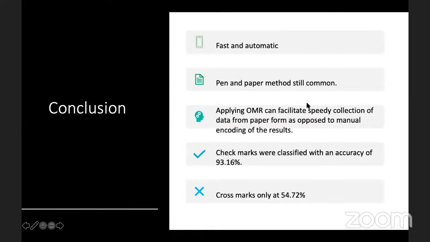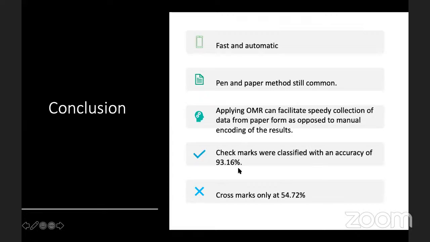So in conclusion, when you have your digital checklist, it's fast and automatic. However, the limitation is that there might not be enough devices to distribute. The way to augment that is again to do the pen and paper method. Applying OMR on the pen and paper method can facilitate the speedy collection of data as opposed to the manual encoding of the results.